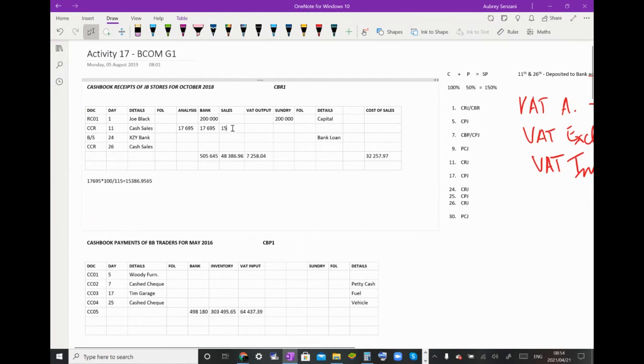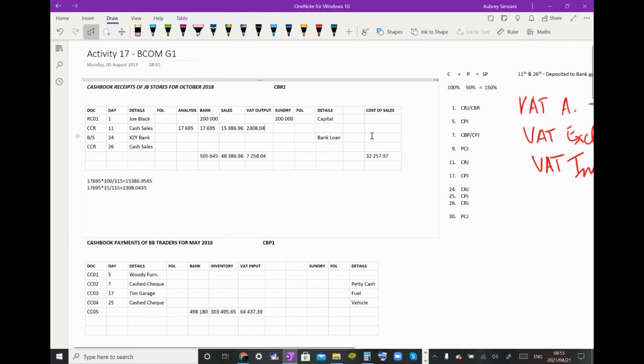Okay, so then under sales, we're going to put this 15,386.95. I'm going to round it off to 2 decimal places, so this will be 96. Now that we have that, we also need to calculate the VAT amount. So what we can do there is say 17,695 times 15, because what we want now is the VAT amount. What we have though is the VAT inclusive, and there we have our VAT amount, which is 2,308.04. Okay.